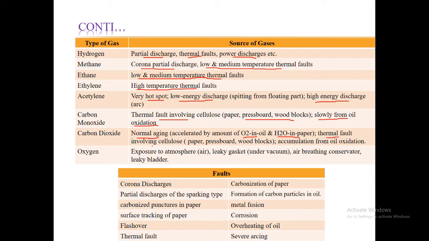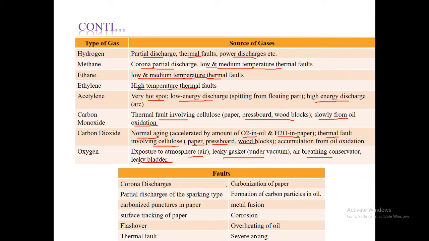The thermal fault involving cellulose will cause degradation to the paper, pressboard, wooden blocks, and also cause the accumulation from the oil oxidation as well. The oxygen will expose it to the atmosphere through a leaky gasket under the vacuum, air breathing conservator and leaky bladder.